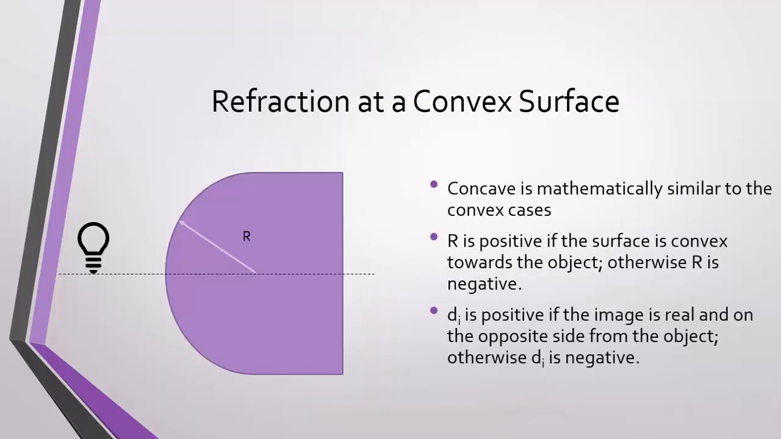So there are a few rules for keeping track of these things. And for convex and concave surfaces, they're mathematically very similar. So if the radius is positive, then the surface is convex towards the object, which is what's shown in this picture. Otherwise, it's negative. So concave would be negative. And then the image distance is positive if the image is real and on the opposite side from the object. Otherwise, the image distance is negative.